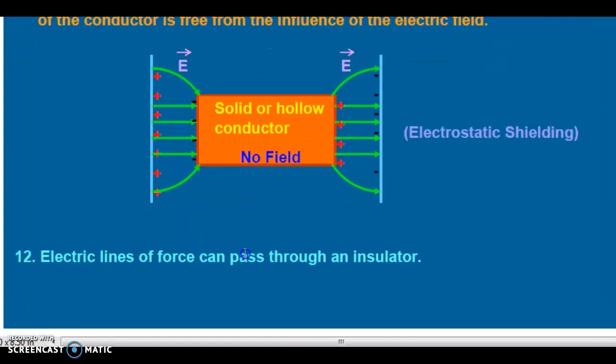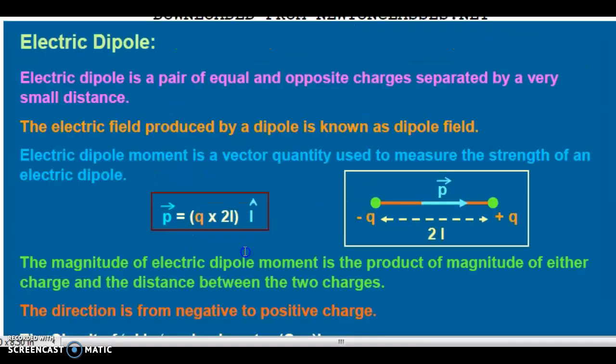The electric field lines can pass through an insulator, of course. Now in the next video we will speak about what is meant by an electric dipole and the properties and terms associated with an electric dipole.